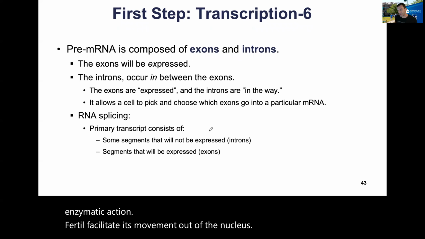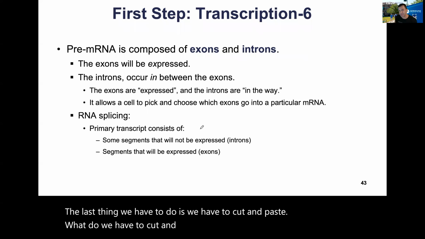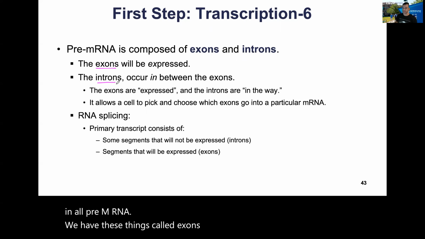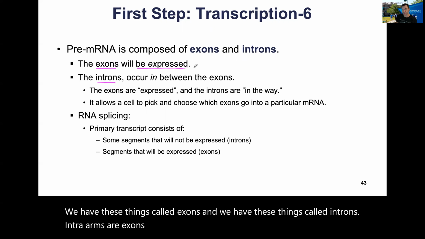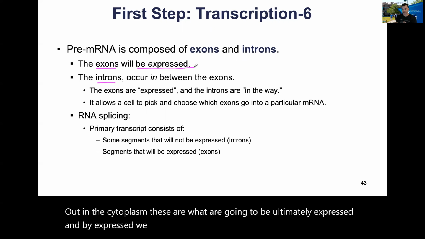The last thing we have to do is cut and paste. What do we have to cut and paste? We have a couple different segments in all pre-mRNA. We have these things called exons, and we have these things called introns. Exons are actually the good stuff. The exons are what we are going to read out in the cytoplasm. These are what are ultimately going to be expressed, and by expressed, we mean turned into proteins, which will make structure, and structure dictates function.